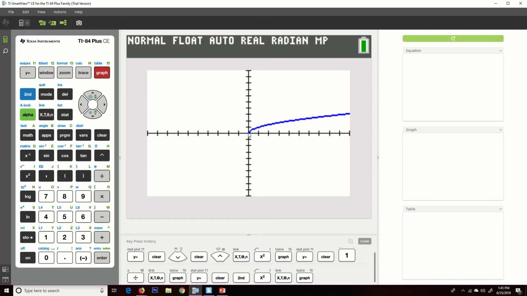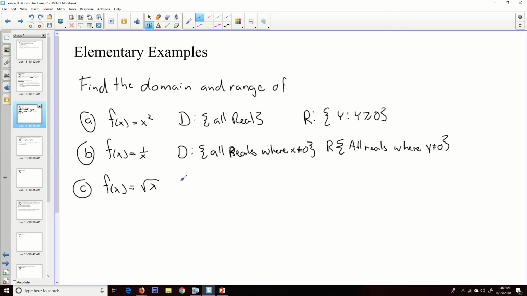Okay, well, that's a little bit different, but it looks like 0 is graphed and all the positive numbers are graphed. So by looking at the picture here, my domain, I'm going to say all values of x such that x is greater than or equal to 0. That's going to be my domain for this particular function, at least my guess.